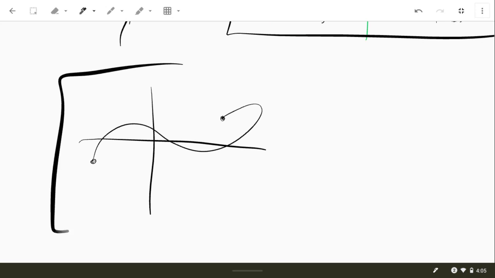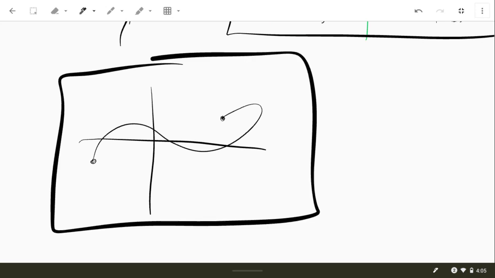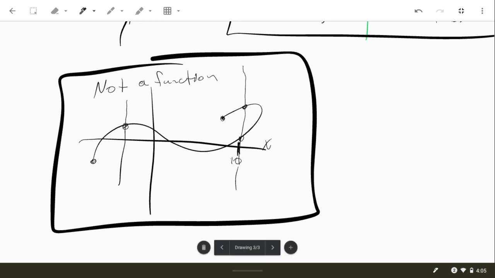This graph right here is not a function, and the reason why is because of this spot right here. I don't know what that is, maybe 10, that might be 10 for x. But if you draw a vertical line and it crosses the graph more than once, all right, this one only crosses twice, but if there's any place on the graph where you can do that, that means that that graph is not a function.